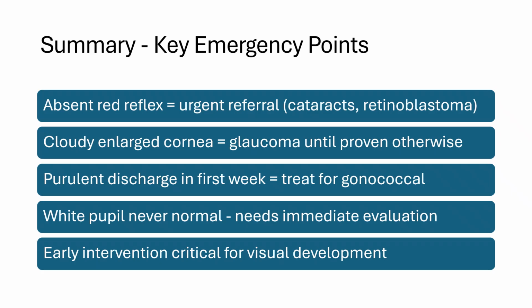Purulent eye discharge appearing within the first week of life requires immediate treatment for presumed gonococcal conjunctivitis. Unlike the more common chlamydial conjunctivitis that presents later, gonococcal infection can rapidly progress to corneal perforation. Treatment with systemic and topical antibiotics cannot wait for culture results. A white pupil, whether from cataracts, retinoblastoma, or other pathology, always represents an ophthalmologic emergency requiring immediate evaluation to determine the underlying cause and preserve any visual potential.